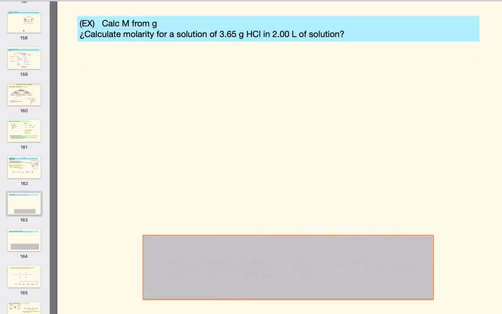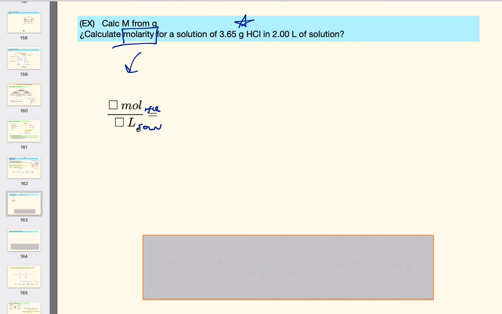Okay, let's look at a similar problem. Calculate the molarity for a solution of 3.65 grams of HCl. Well, I recognize this as a type 1. Why? Because it's asking me for molarity and it's giving me grams or moles of something else. So I'm going to immediately go to how many moles of HCl, I know what my solute is, are there in how many liters of solution.